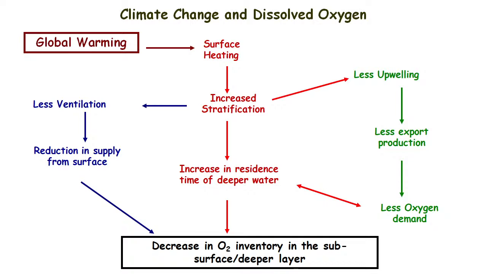So the final end product is the balance of both, and we need to have good measurements to come to a conclusion about what is more dominant, whether the increased stratification has more role to play in the oxygen, or the less upwelling, less demand is more important for the inventory of oxygen in the deeper water.